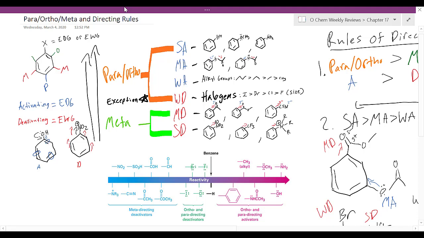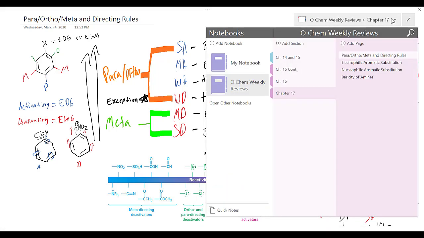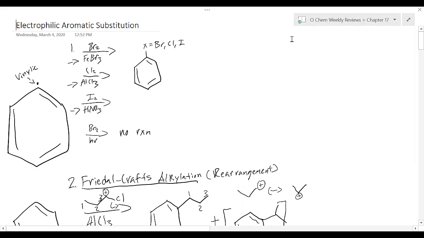Alright, now we're going to move on to the next section, which is electrophilic aromatic substitution. So let's get started. We have about 16 reactions to get through. We're going to use this benzene ring as an example. Don't disregard vinylic radical for now.